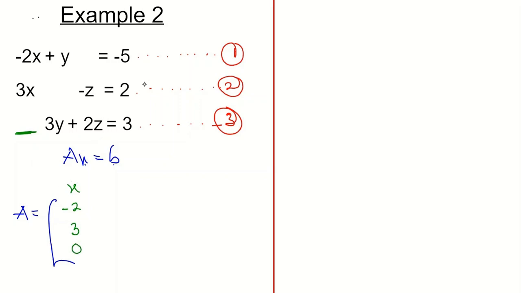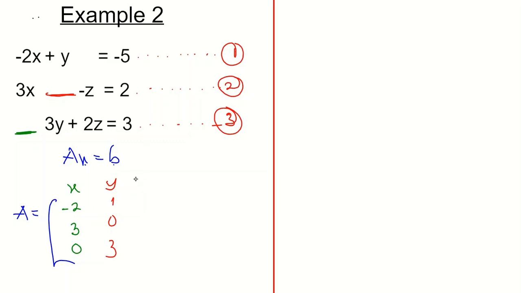And then we continue with y. The coefficient of y in equation 1 is 1. And the coefficient of y in equation 2, since there is no y variable here, tends to be 0. And then the coefficient of y in equation 3 is 3. Move on to z. And then with z, the coefficient of z in, let's write this well, sorry.